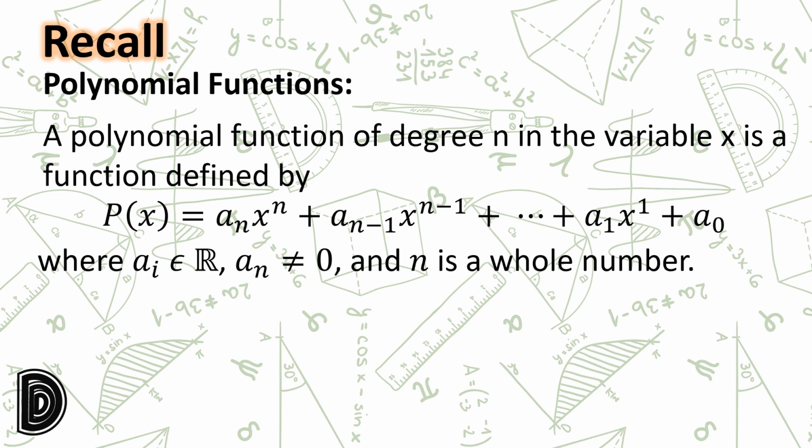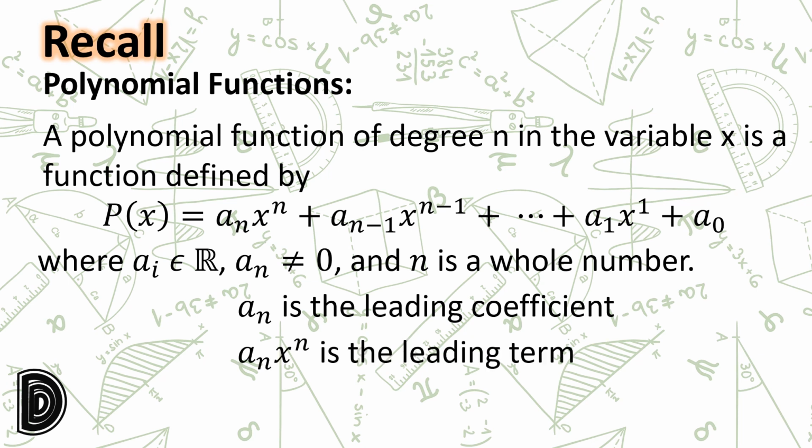where a sub 0, a sub 1 until a sub n are elements of the real numbers, and a sub n is not equal to 0. Also, n is a whole number. In here, a sub n is the leading coefficient, a sub n x raised to n is the leading term, and a sub 0 is the constant term.